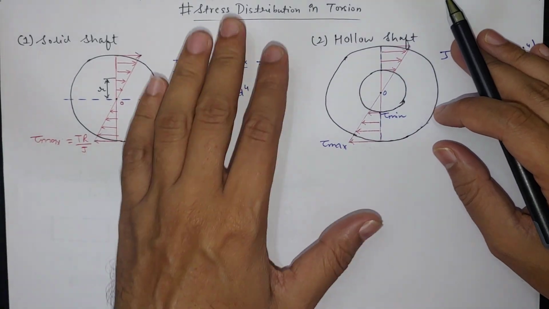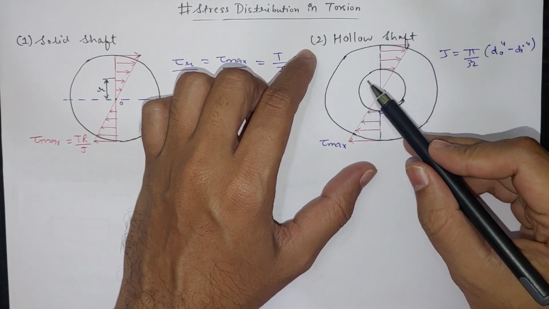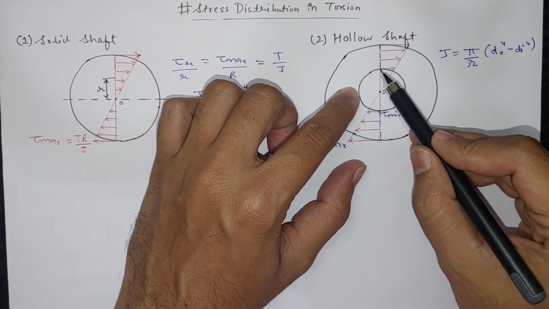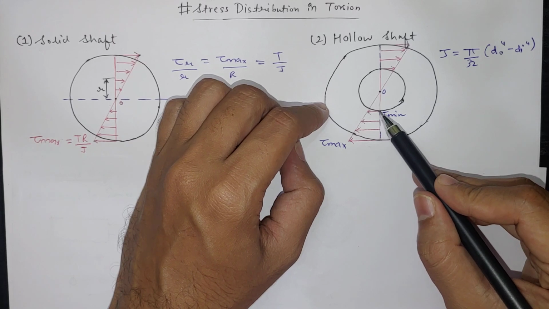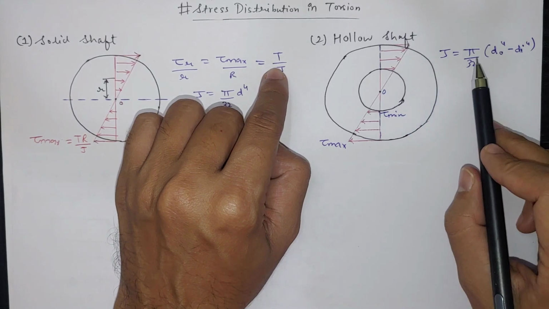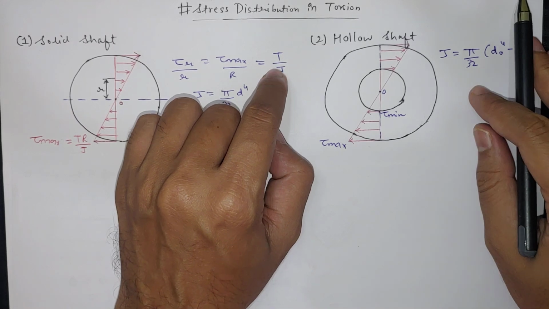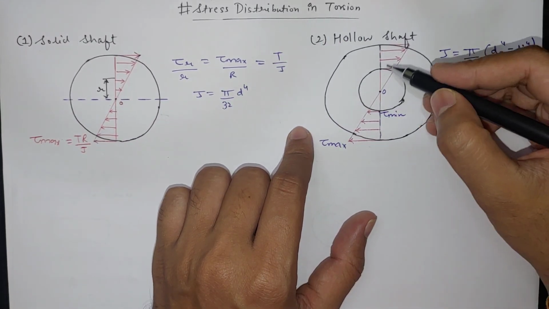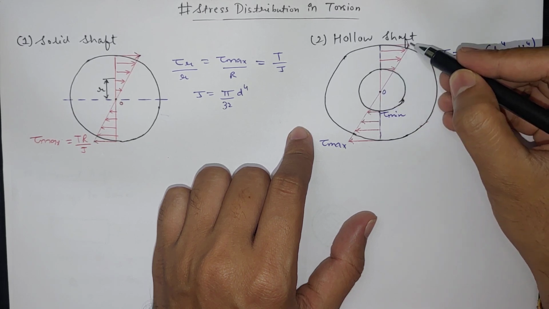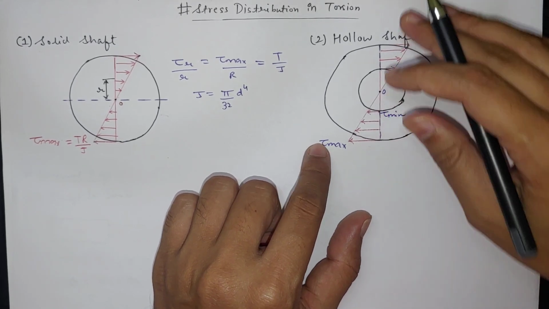In a hollow shaft, the same distribution follows, but here this is the hollow region. So here there is no shear stress, and there is a minimum shear stress on the inner radius, increasing till the maximum value. Here only this J value changes, which is equal to pi by 32 d naught raised to 4 minus di raised to 4. So this is how the distribution is in a hollow shaft, where in this region there is no shear stress. Outside that there is this distribution of shear stress from tau minimum to tau maximum.